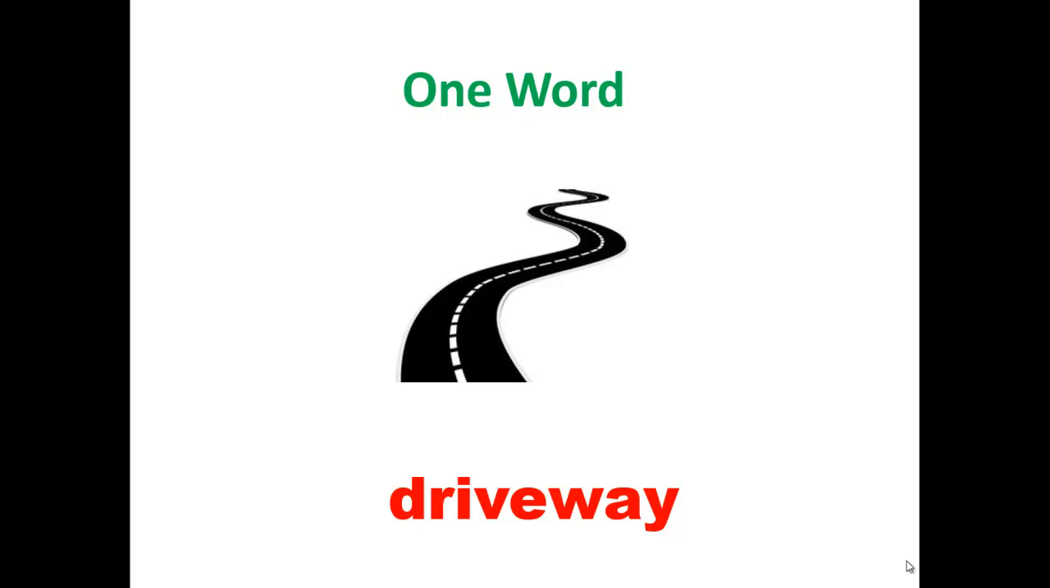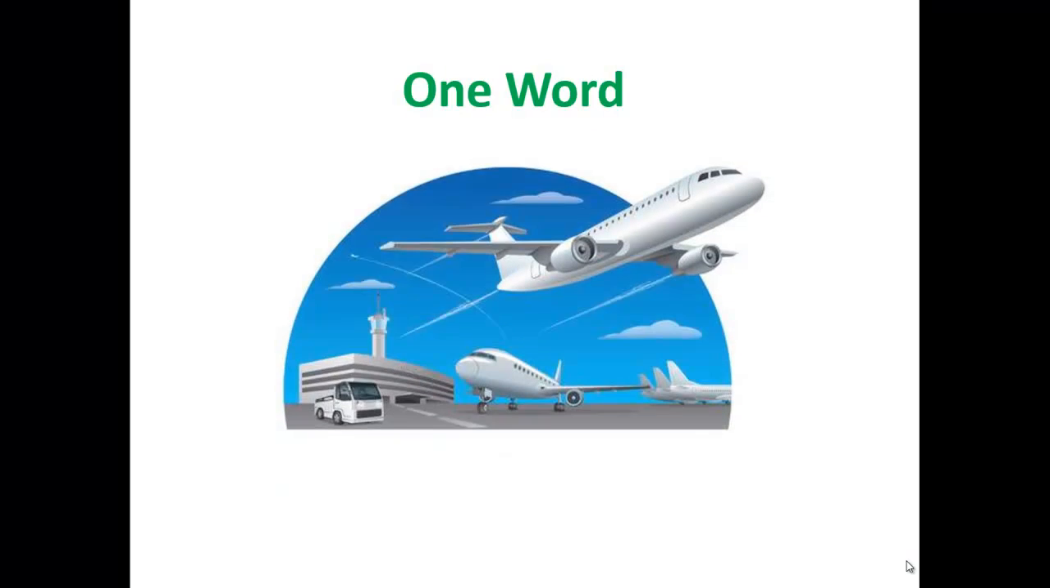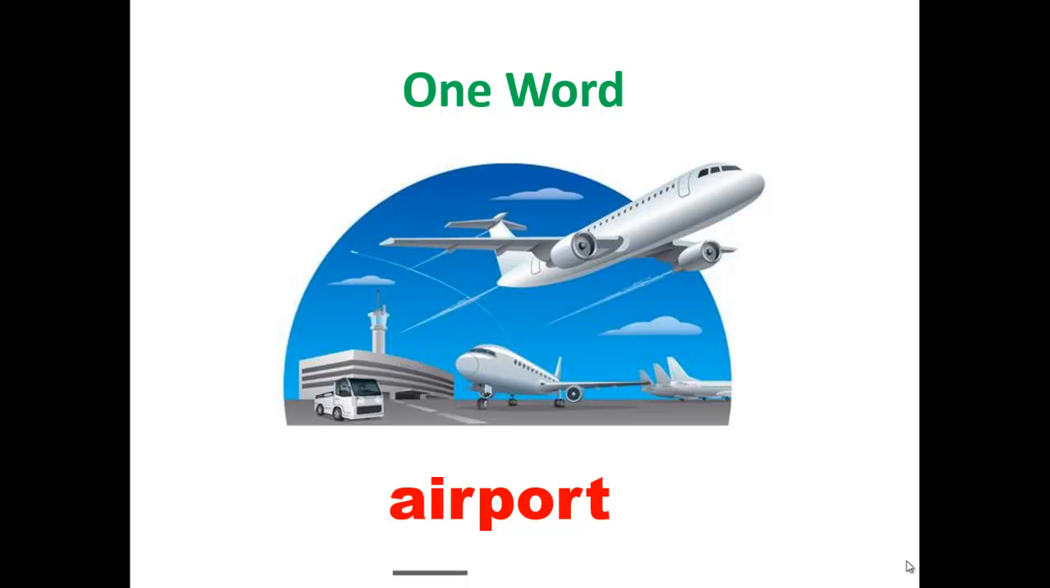Driveway, which is the road. The first word is drive. The second word is way. The two words are used together to make up a new word. So it is a compound word. How is it written? It is written as one word. Airport. The first word is air. The second word is port. The two words are used together to make up a new word. So it is a compound word.